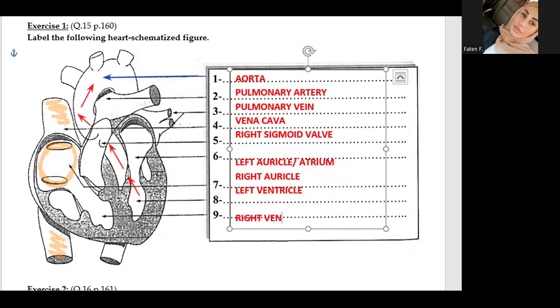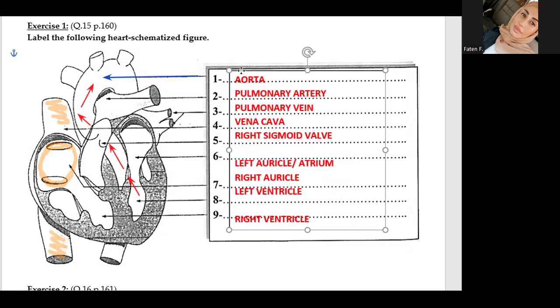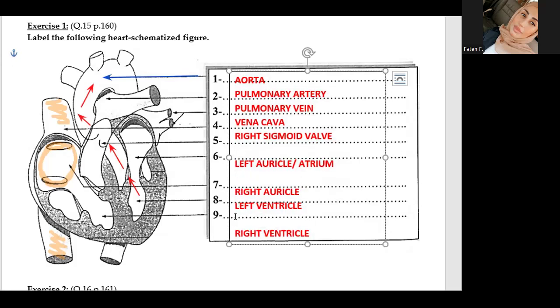Number 9 is the right ventricle. Let me remind you that in the middle there is the septum. The septum separates the right side of the heart from the left side. This way we prevent the mixing of the oxygenated blood and the deoxygenated blood.